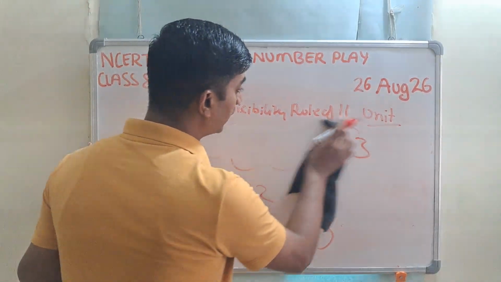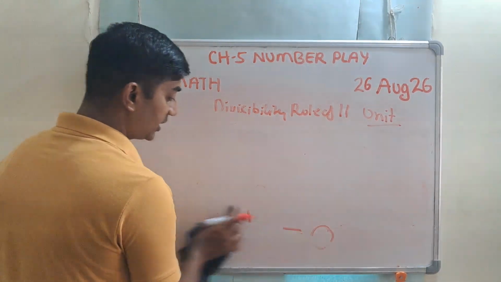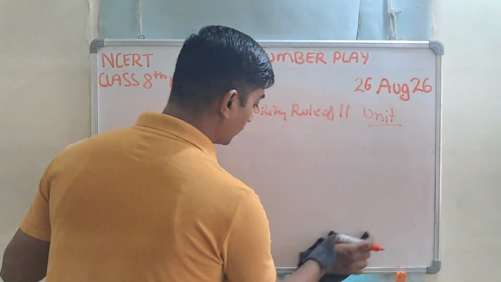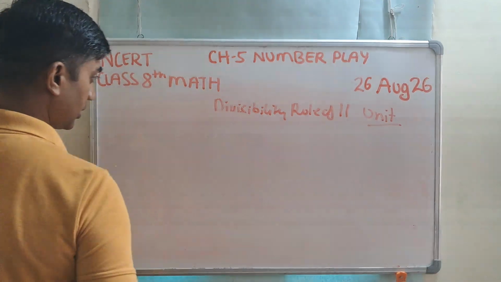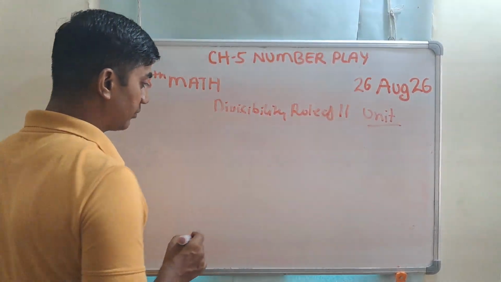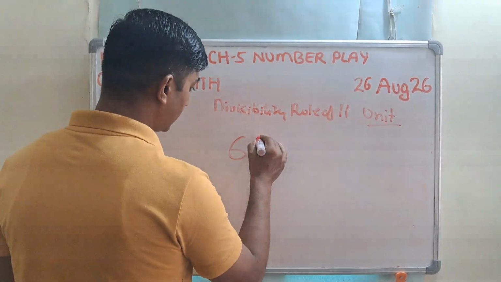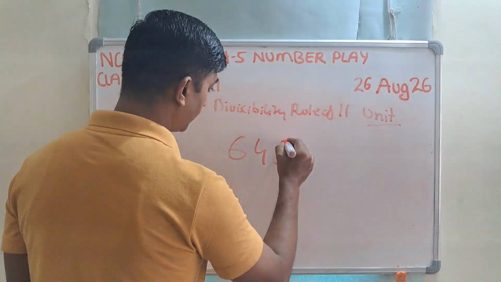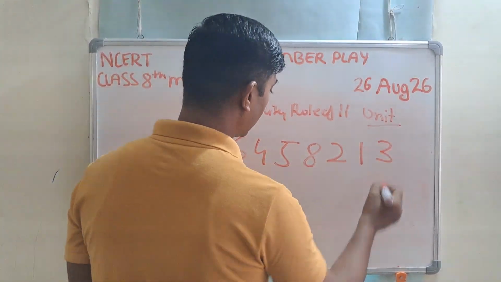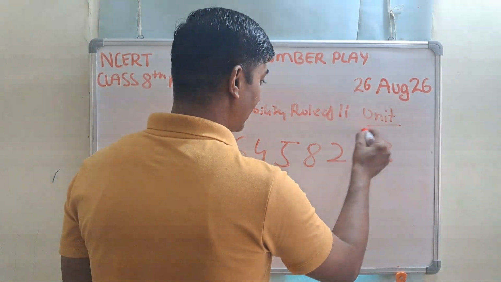This is the divisibility rule of 11, and how that rule is derived, that we have seen, by using the remainders of the numbers. Understood? We'll see one more example and then we'll end this class. Now see, 6, 4, 5, 8, 2, 1, 3. Understood? Now we will add alternately.